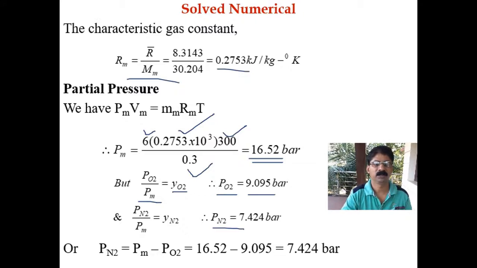Now PN2 can also be found by Pm, that is 16.52 minus 9.095. That also you'll get as 7.424 bar. So that is another method to find out the partial pressure of N2. Any shortcut methods, if you are aware, you can use them. No need to stick to only one equation. Now let us solve this problem.